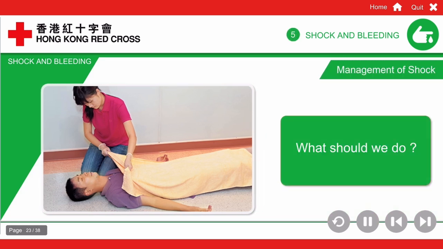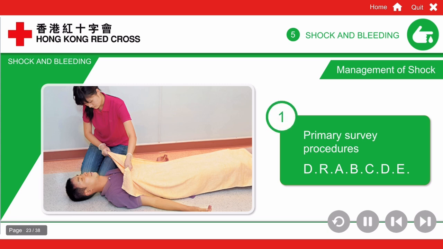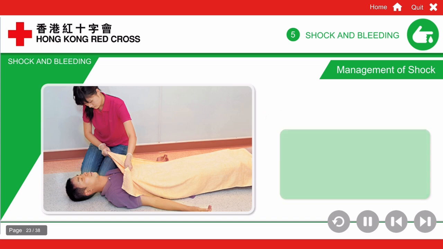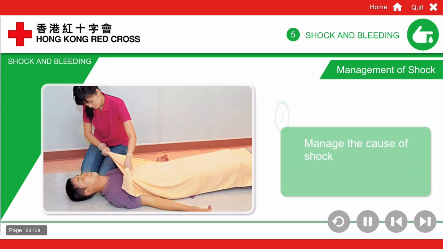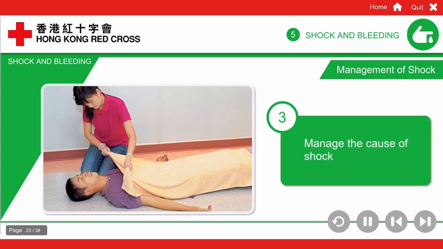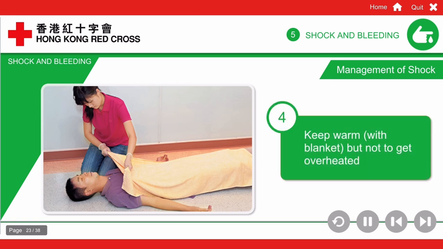What should we do in case we suspect that the victim is suffering from shock? Apart from the primary survey procedures of DRABCDE, the most important thing is to send the victim to hospital as soon as possible. As you're waiting for the ambulance crew to arrive, you can try to manage the cause of shock. Keep the victim warm by covering him or her with a blanket, but not to get overheated.